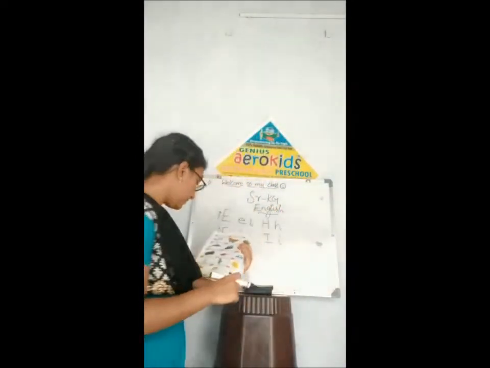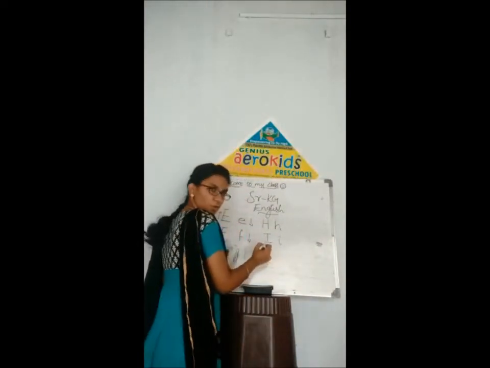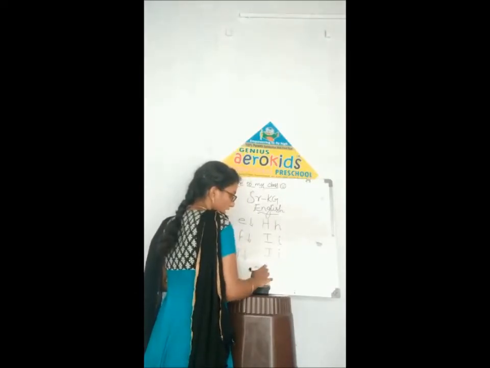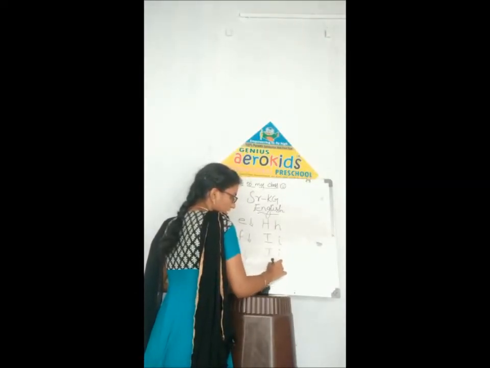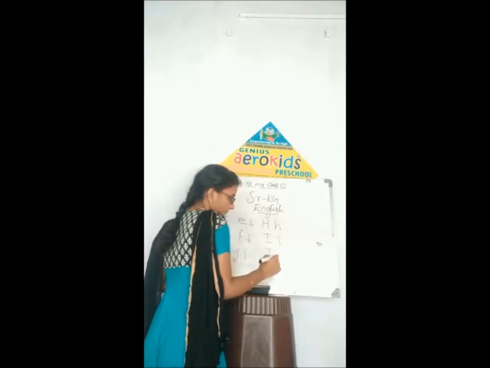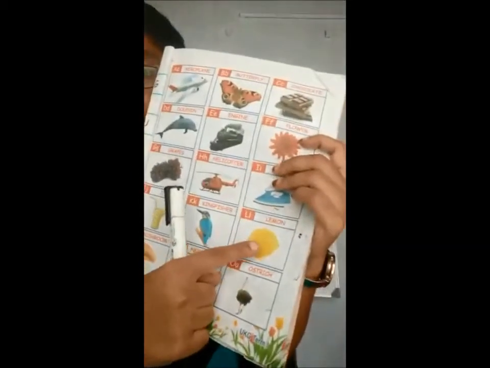Okay, shall we write? Write capital J. You know how to write, right? So write in your notebook. Then capital K, small k. Okay. Have you written? Yes. Next letter is L. L for lemon.